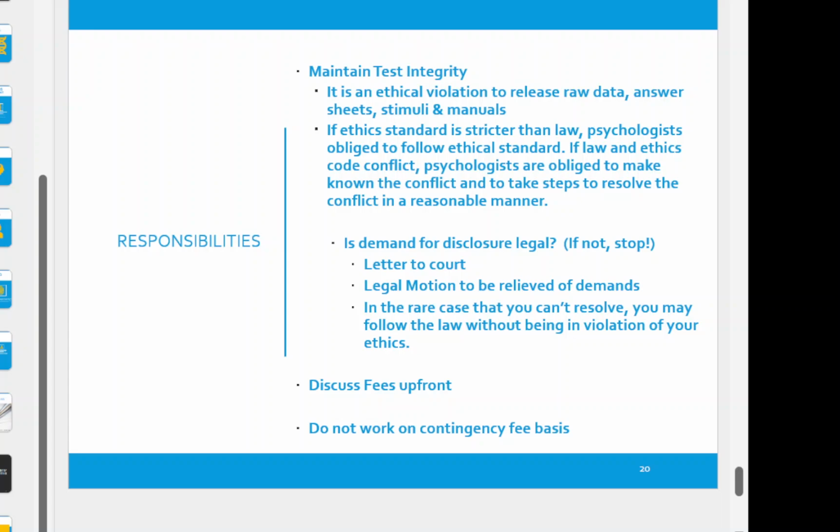If it's not, stop right there. Some ways that you could approach this dilemma include writing a letter to the court, a legal motion to be relieved of the demands. In the rare case that you can't resolve it, you may follow the law without being in violation of your ethics. So always seek consultation and supervision if you feel like you need it. And as the guidelines tell us, we should discuss fees up front. We never work on a contingency fee basis. We, as forensic psychologists, must remain true to our ethics and cannot be purchased for a biased assessment, result, or outcome.